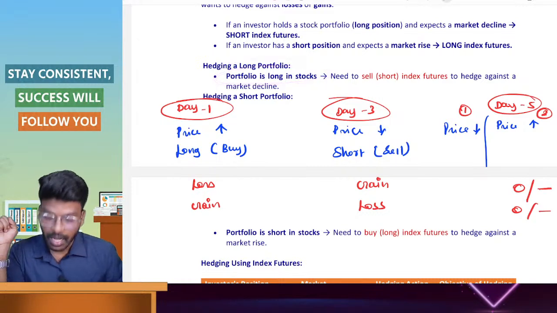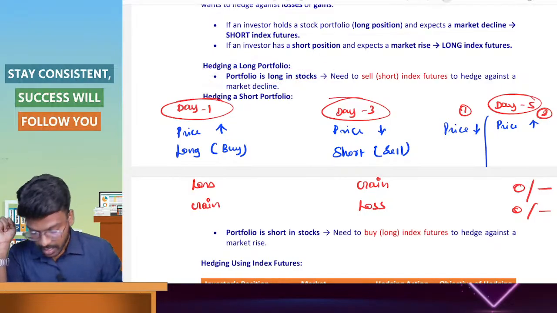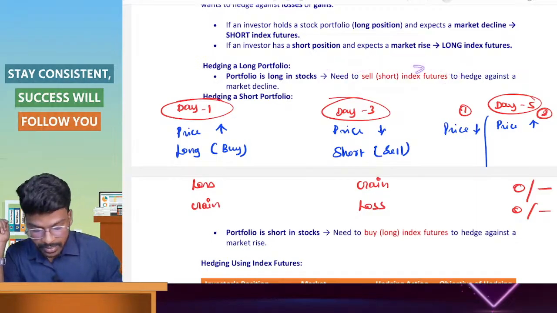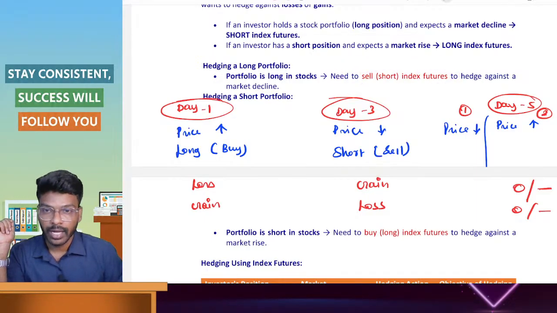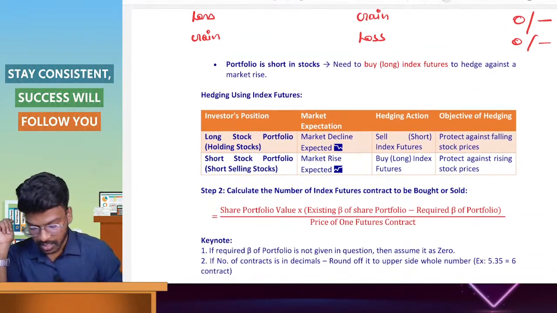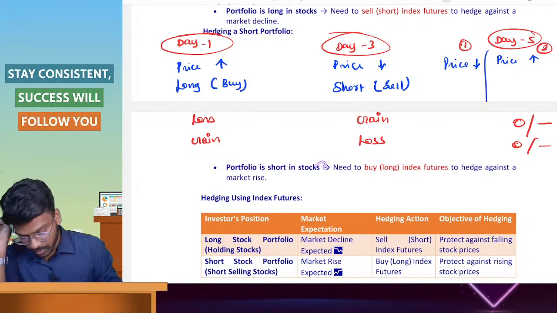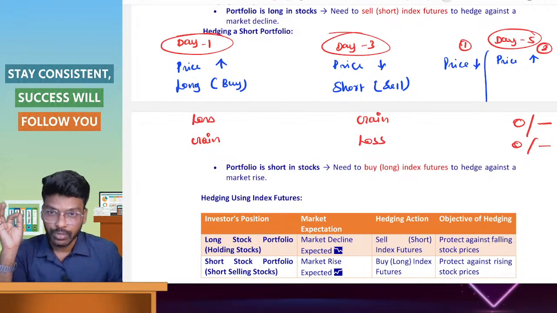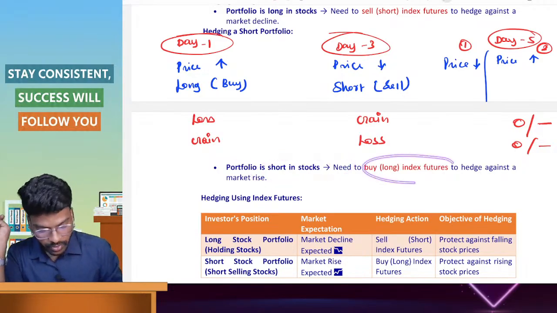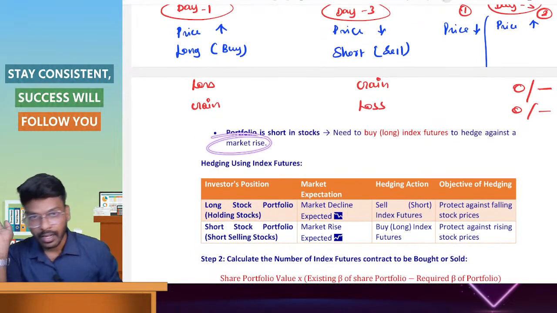Portfolio is long in stock. Hedging in case of long position: need to sell the future index. I have a long position, so I will go for a short position. Same as we have learned above. In case of hedging through a short position, I have a short position in stock. I will go for a long position in index future to hedge against market rises.